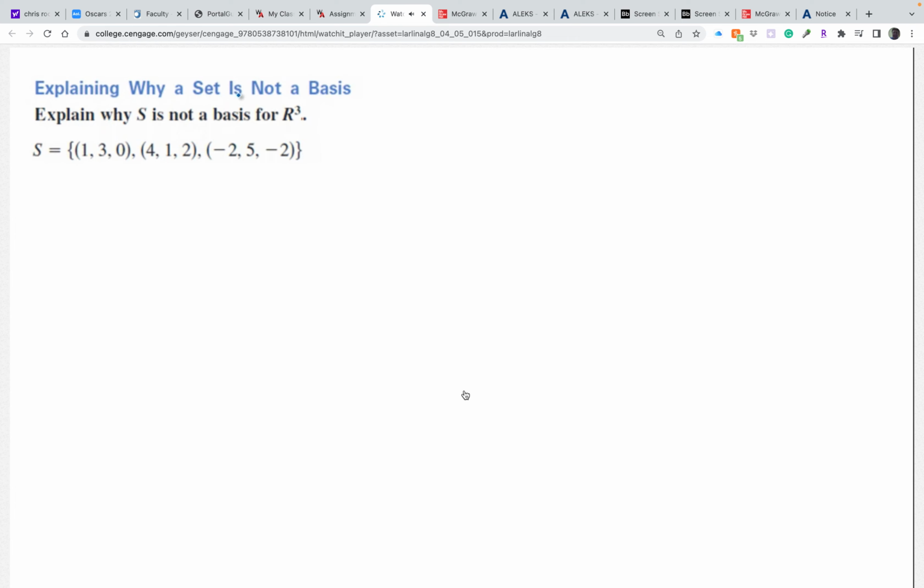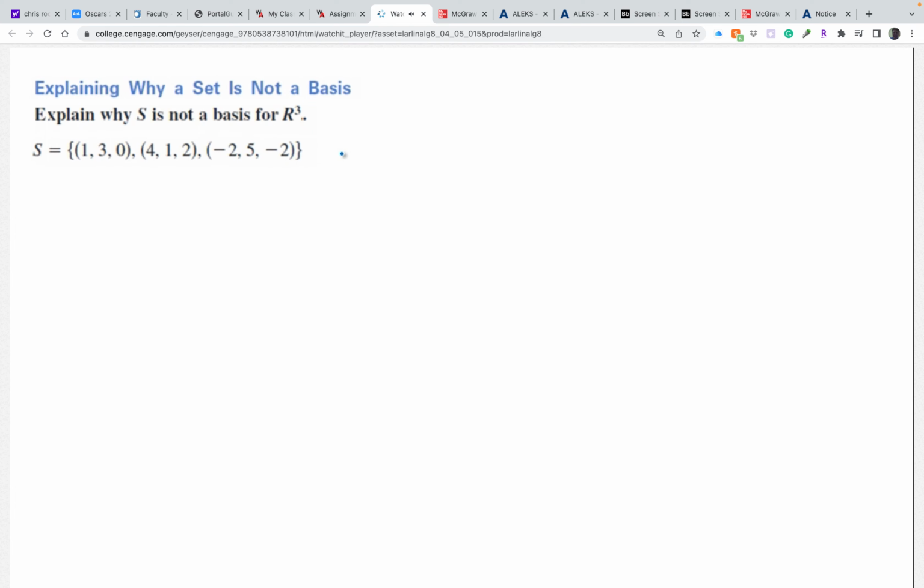Explaining why a set is not a basis. Explain why S is not a basis for R3. So we have this set S, which has the first vector 1, 3, 0, the second vector 4, 1, 2, and the third vector -2, 5, 2.